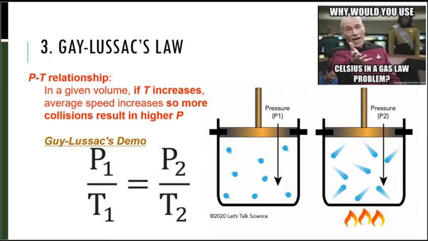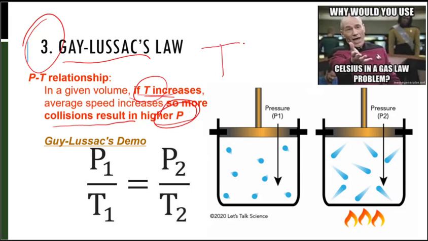Good job. Now we have our third gas law, Gay Lussac's law. And he found that the pressure and temperature are related. If the temperature increases, the average speed of those molecules increases, so more collisions result in a higher pressure. Again, this is a direct relationship. If temperature increases, pressure increases.